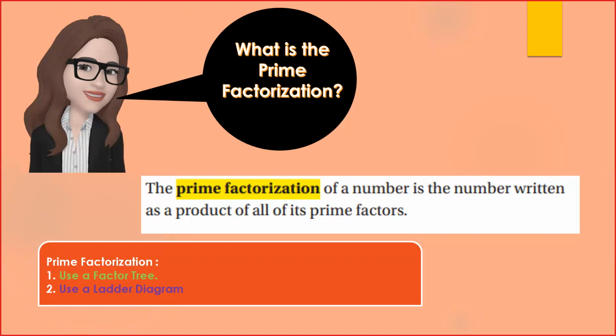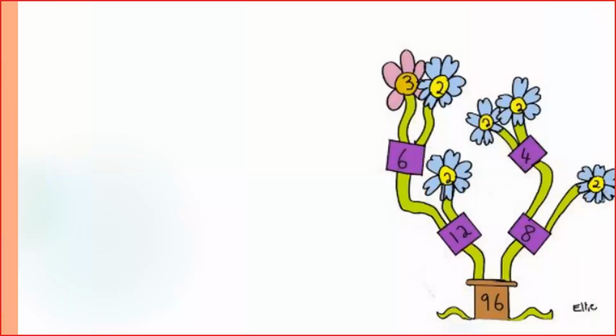The prime factorization of any number is the number written as a product of primes. I will have a number and I will factorize it until I write it with prime numbers. How can I factorize into prime numbers? Using two ways: factor tree and ladder diagram. Let's talk about number 24 as an example.